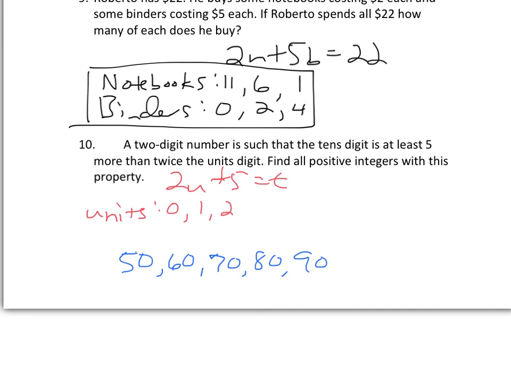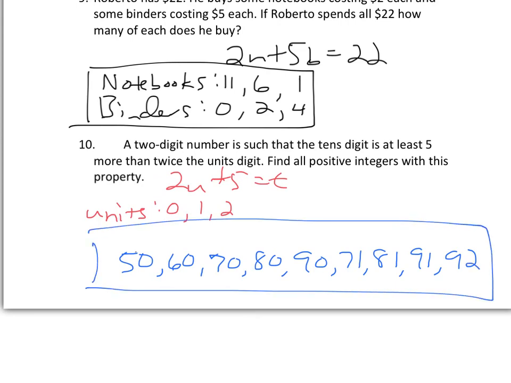Now working with the ones, does 51 work? No. I got to use 2 times u. 2 times 1 is 2, plus 5 is 7. So 71 is the first one that works. 81 would also work, and so would 91. And for the 2s, 2 times 2 is 4. 4 plus 5 is 9. So 92 also works. So these are all the ones that satisfy.